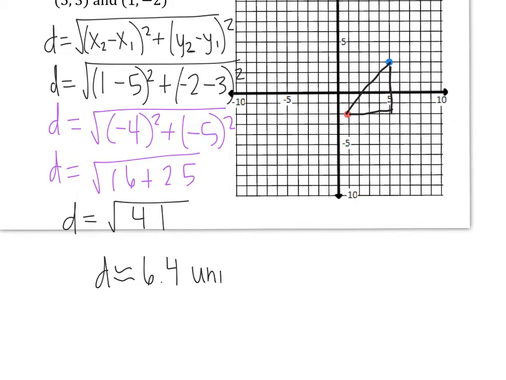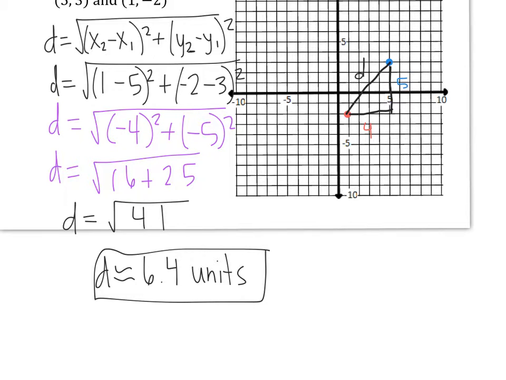6.4 units, and so that would be our answer here. But if we go back to our graph, and we just figured out the distance D, the diagonal, we could count our blocks. So if we look here, if we count below, we get 4, and if we count vertically, we get 5 blocks above.